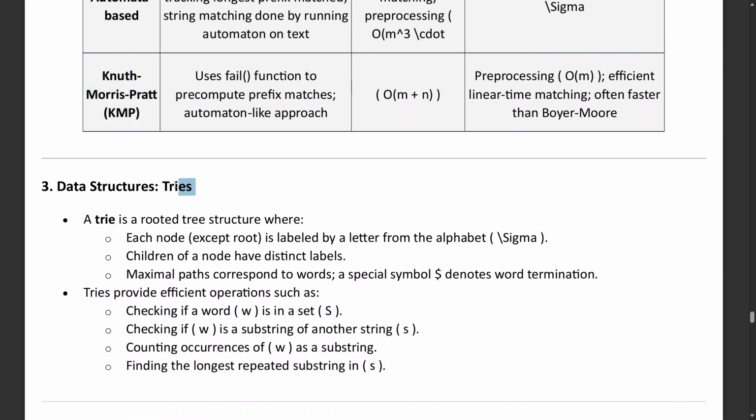Data structures: tries. Tries are trees that store words efficiently. Each node represents a letter, and paths from root to leaf represent complete words. They help us check if a word exists, count substring occurrences, and even find the longest repeated substring, all with fast lookups.